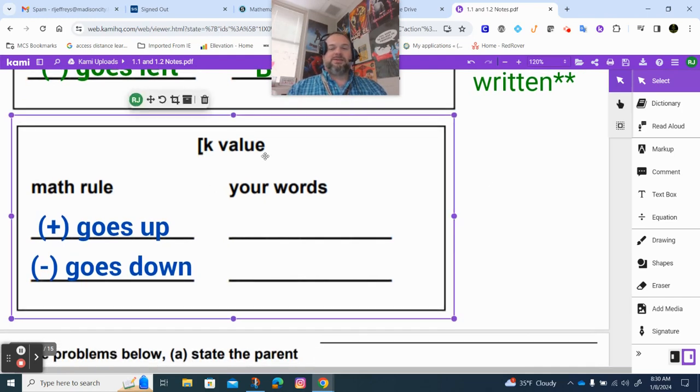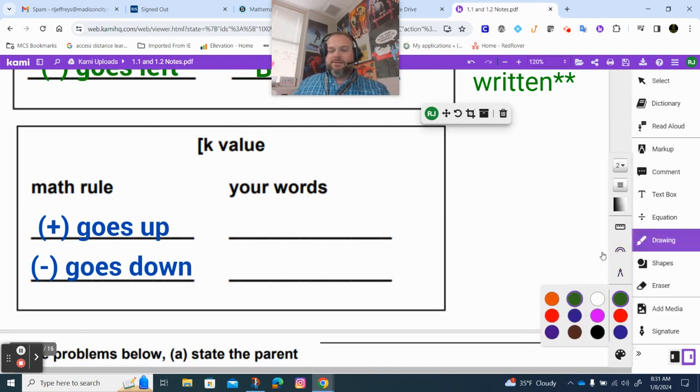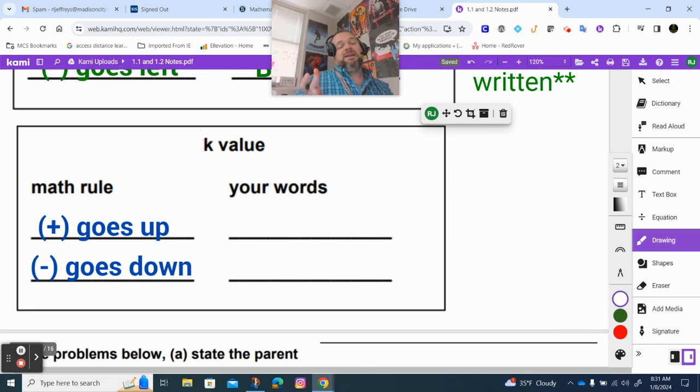I don't know why there's a block right there. I guess my big fat fingers can't type. So I'm just going to take this out. That shouldn't be there. All right. Our K value, math rule: if it's positive, it goes up; negative, it goes down. Again, use your words. You could say rocket goes up, rain comes down, grades go up, grades go down, something.